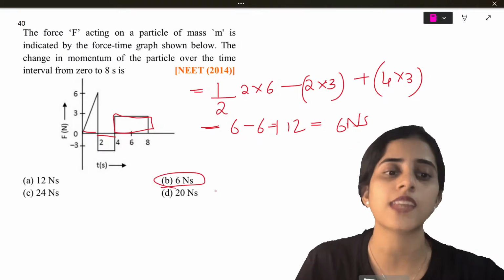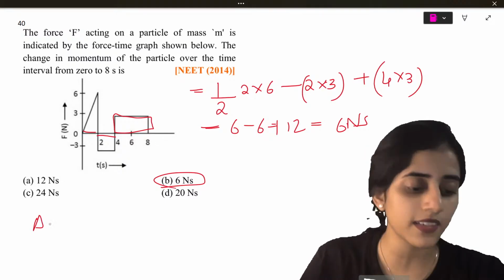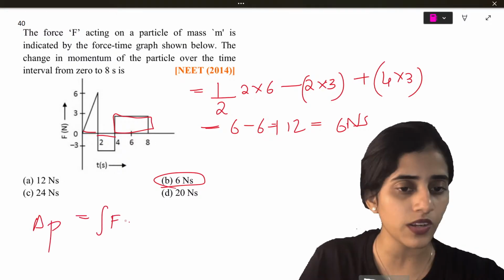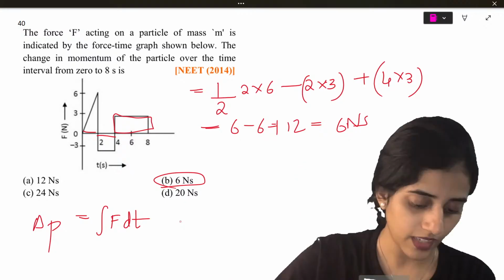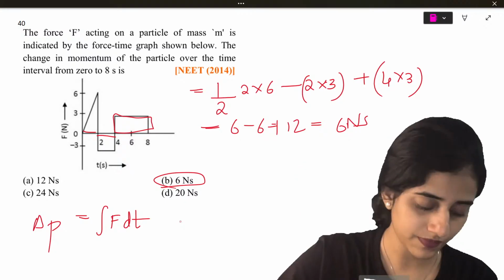Okay. How did I know that I have to do area under the graph? Formula, what is the formula? Change in momentum is always equal to integral F dt, which is basically the area under the graph. Yes? Convinced? Okay.